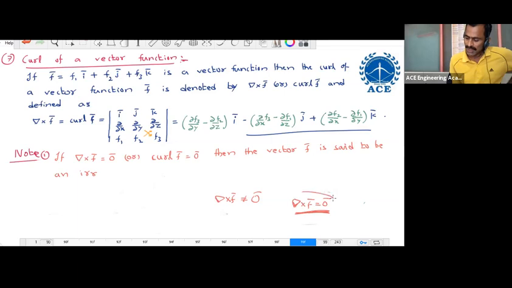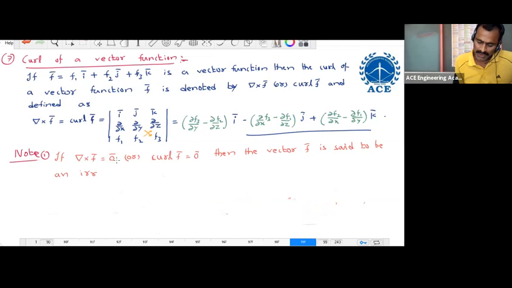Curl is 0 bar, no rotation, irrotational. Curl is not equal to 0 bar, then there is a rotation in the flow only. So curl means rotation only. So del cross F bar equal to 0 bar, curl is 0 bar, then the vector is called irrotational vector, no rotation. Irrotational vector or conservative vector.